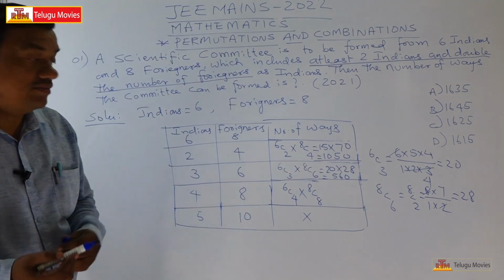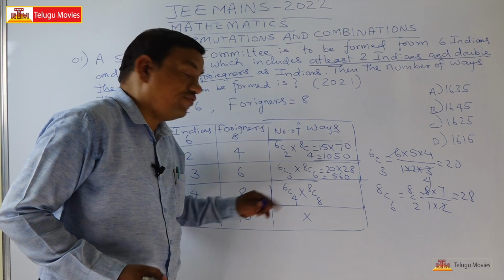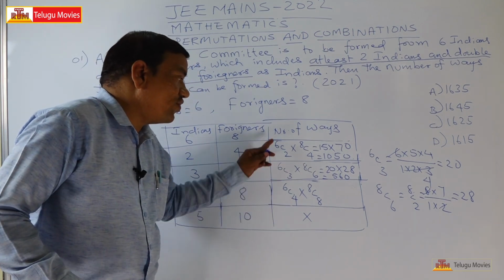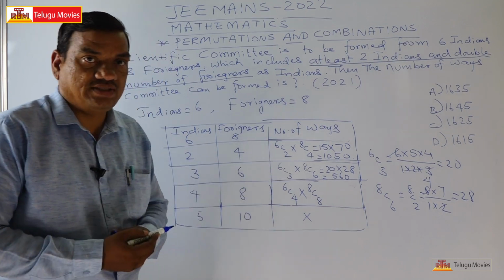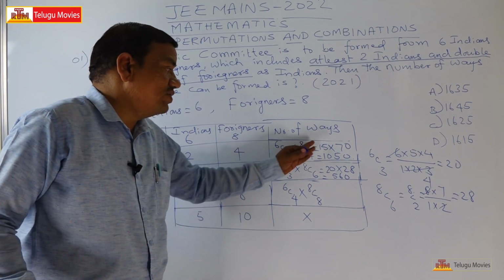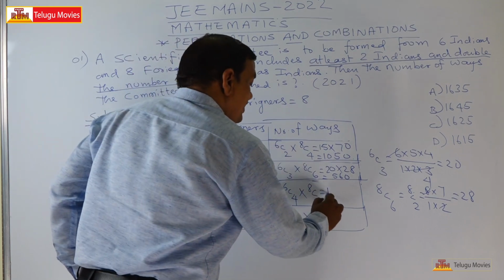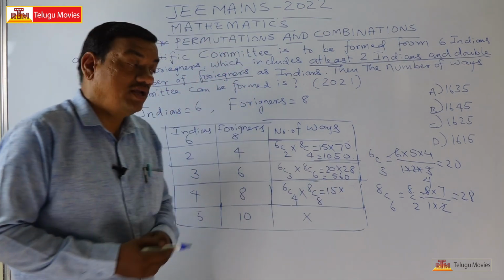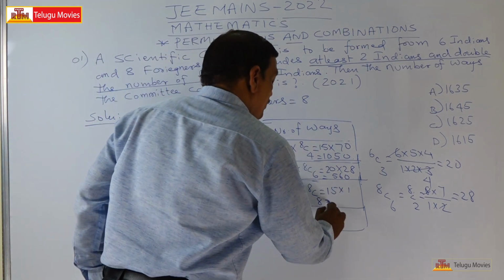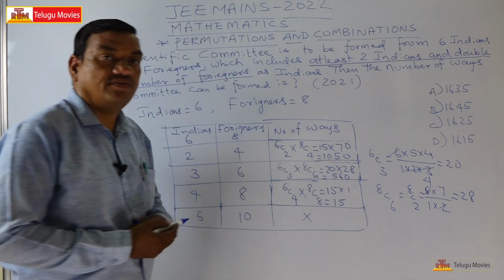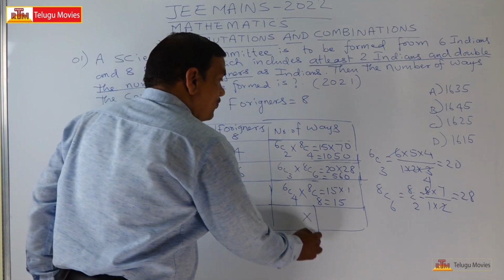Now coming to 6C4. 6C4 value and 6C2 value are both the same. Why? 4 plus 2 is equal to 6. So 6C4 is 15, times 8C8 value. 8C8 value is 1. 15 ones are 15.